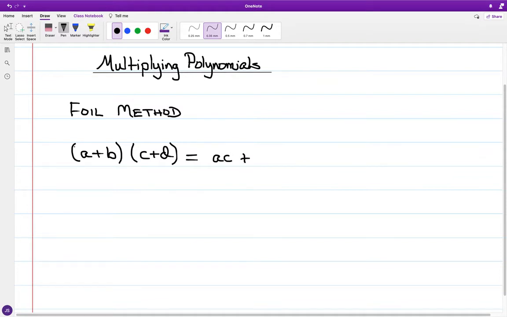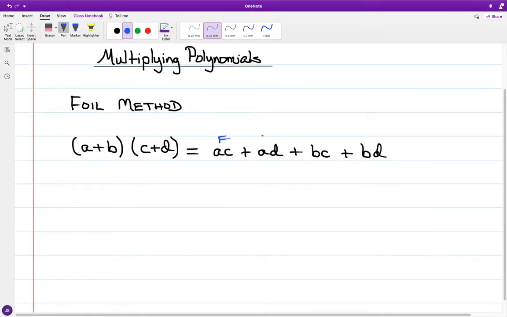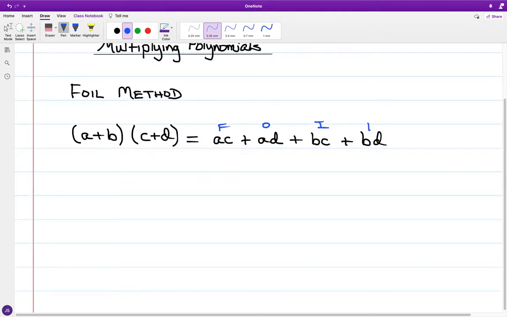Then you have the outside terms, or in this case the terms most distant from each other, so you have a times d. Then the inside terms, perhaps the terms closest together, you have b times c. And then the last terms multiplying, where you have b times d. So you have first, outer, inner, and last. This is the general FOIL method approach.